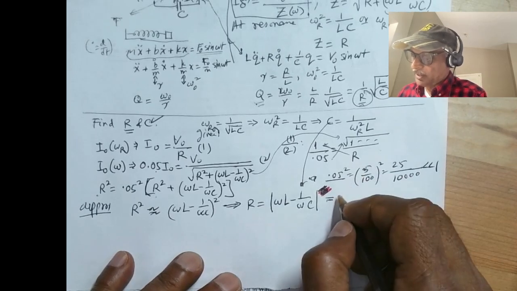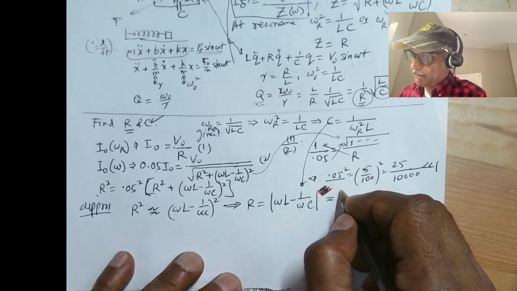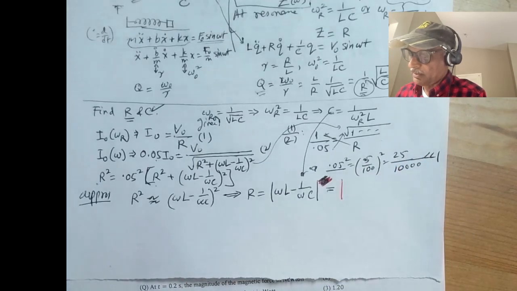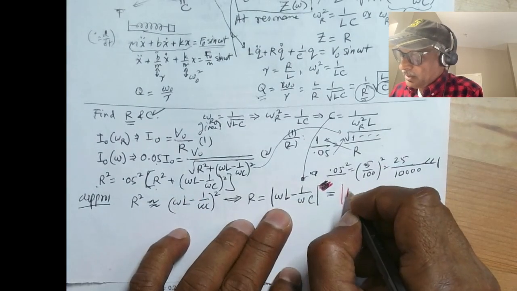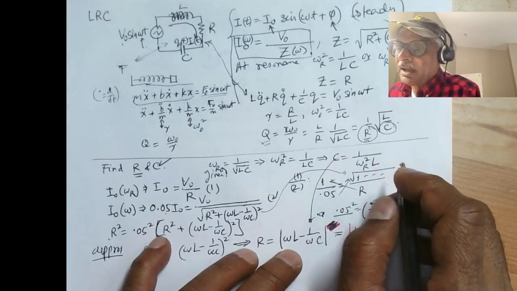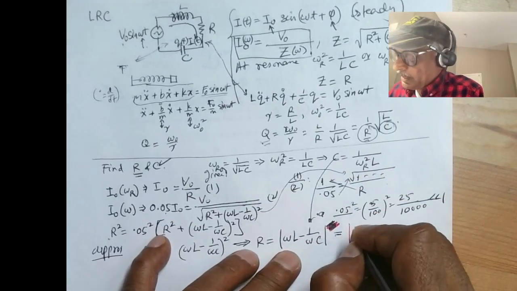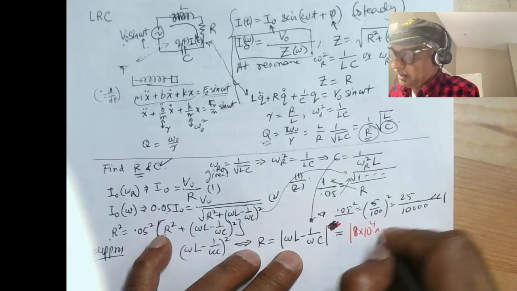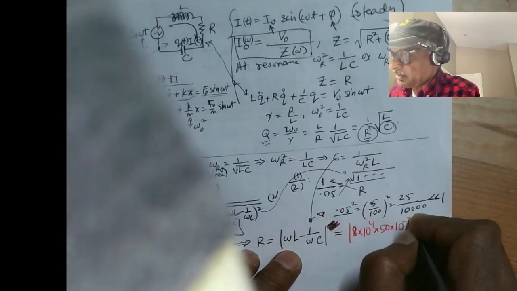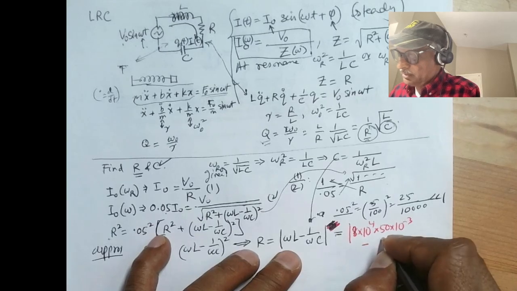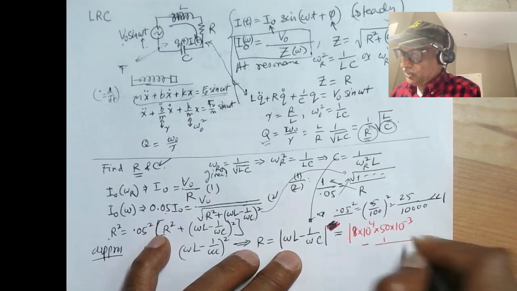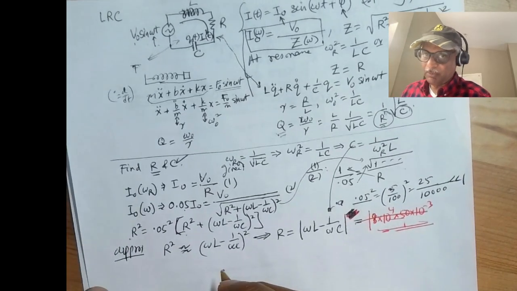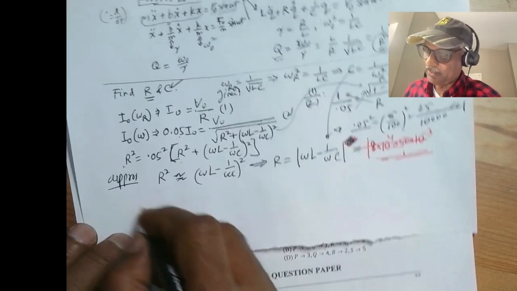Let's see, omega is given as 8 times 10 to the power 4, and L is 50 times 10 to the power minus 3, minus 1 over... actually, I can do a better job than that.